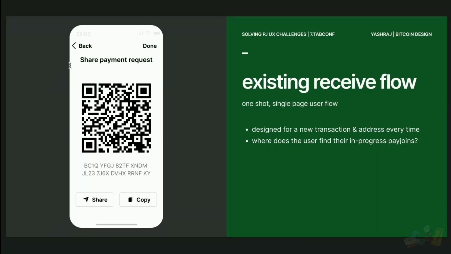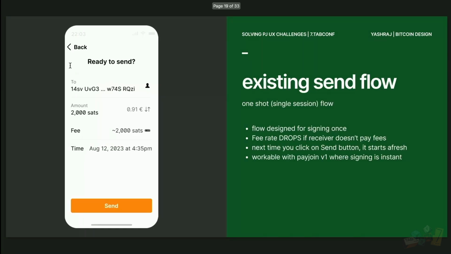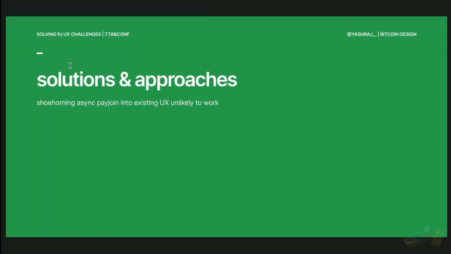Yeah, existing receive flows. This is just a detailed explanation about why this one page flow is not enough for Payjoin. Same thing with the send flow. You might have to review how much fees the receiver paid, how much the fee rate is right now. I mean, these things affect your life as a user, right? So this is important. I'm going to quickly talk about some solutions and approaches.